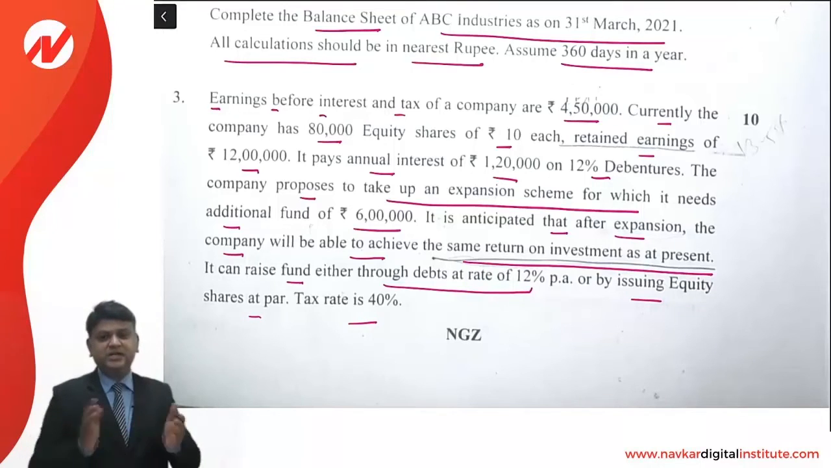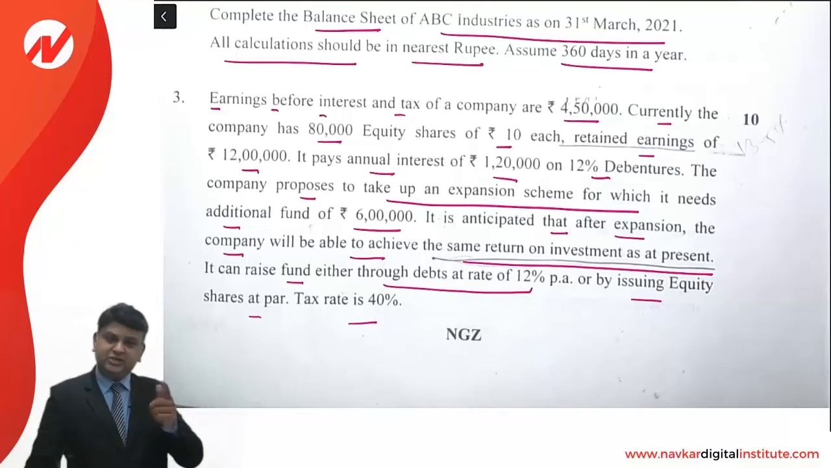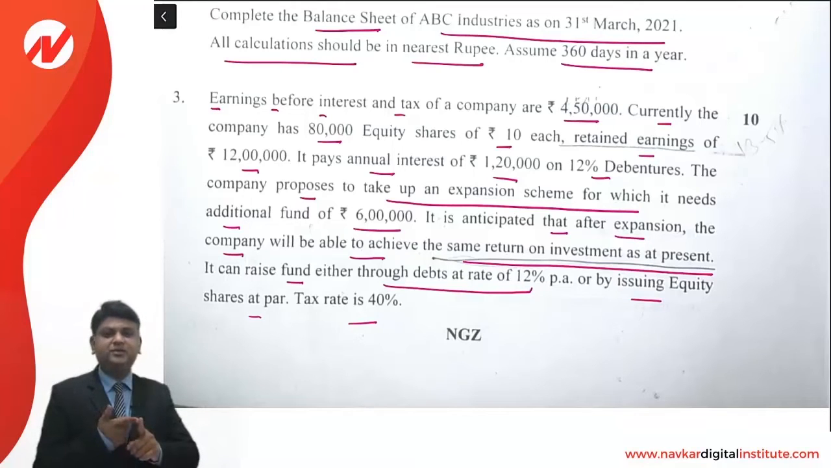The language of the question clearly specifies that when you expand your business, you will be able to earn at the same rate at which you are earning right now. That is the reason we have made this calculation. Further, we understand if at all we are going for the equity financing, then an additional issue of equity shares is required to be made. So after calculating the return on capital employed, we will calculate the number of equity shares to be issued. And lastly, we will compute the earning per share.